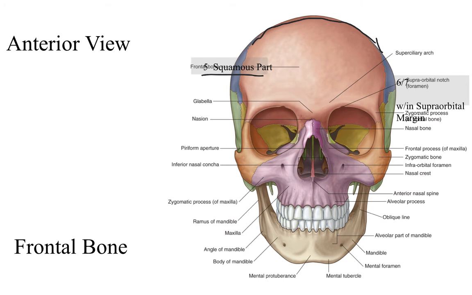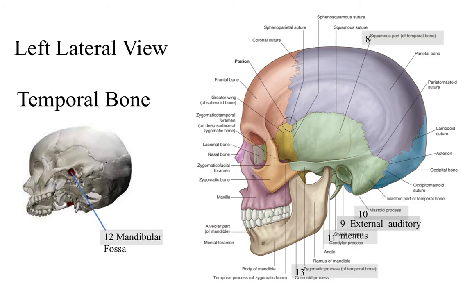And then we have 6 and 7, our supraorbital notch or supraorbital foramen. In some people it's a notch, and some people it's a complete circle, and it's known as a foramen at that point. And those supraorbital notches or foramen are within the orbital margin. So the orbital margin would be right here, or supraorbital margin rather.